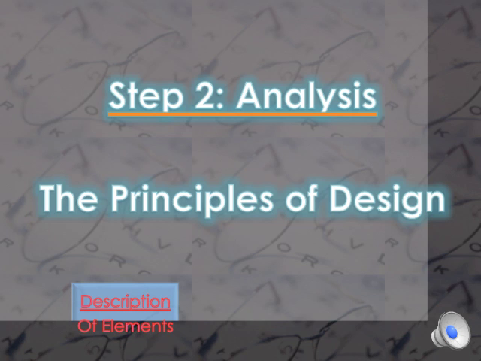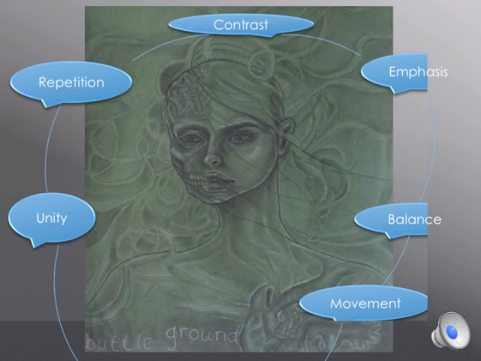Examine the relationships between the described elements of art by referring to the principles of design. The principles of design are as follows. Contrast is found in the dark values and in the lines on the portrait and the white chalk on the face and heart. Repetition, unity, and movement.